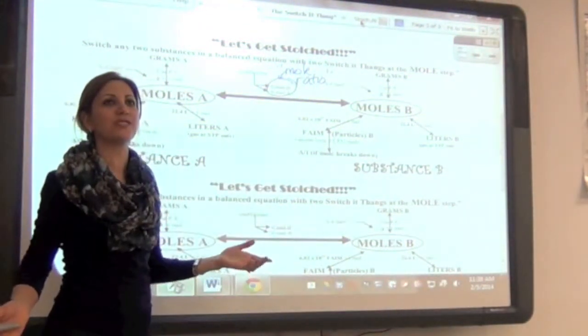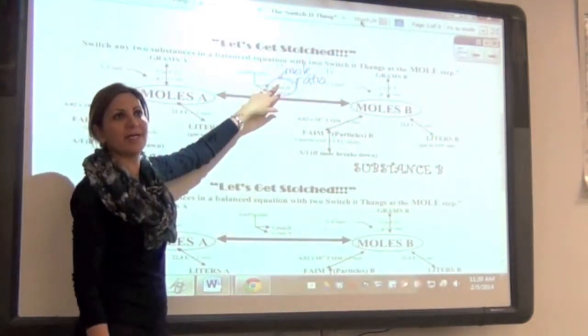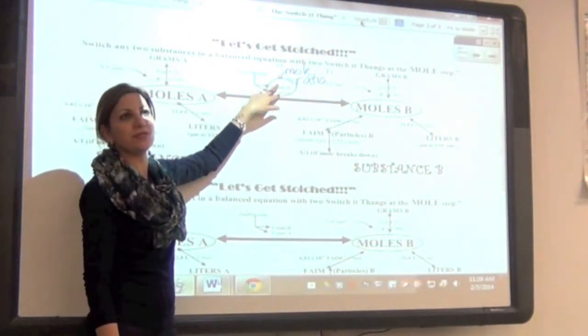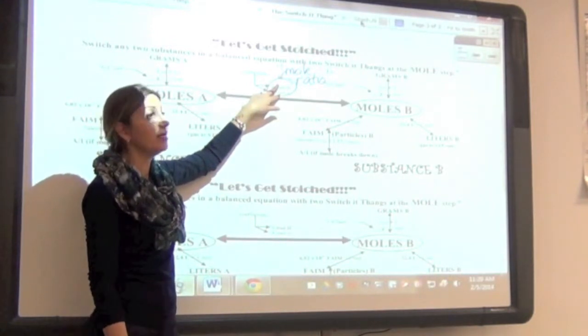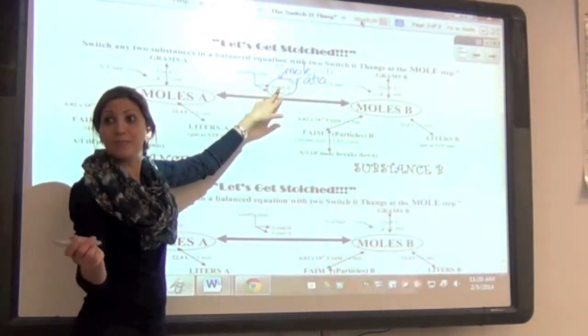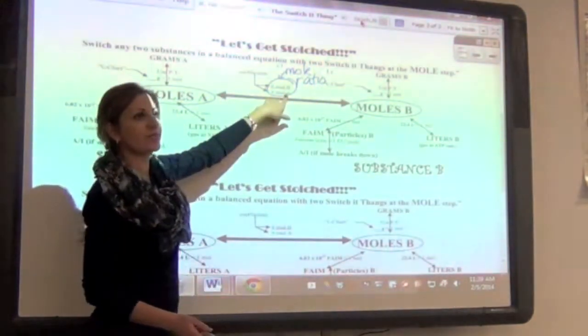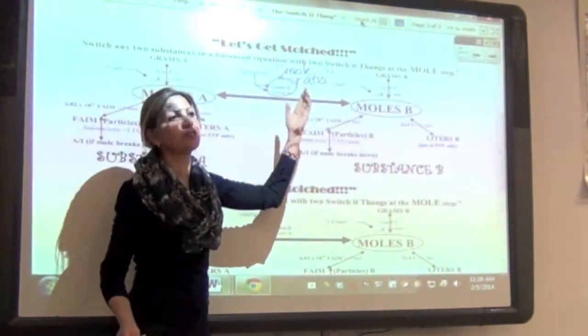The most common question is, how do you know what goes on top and what goes on the bottom? How are you going to know? You don't have to memorize anything. I'll give you a tip. What you crossed opposite. Perfect. What you crossed opposite goes on the bottom. The other one that you're trying to get to goes on top.